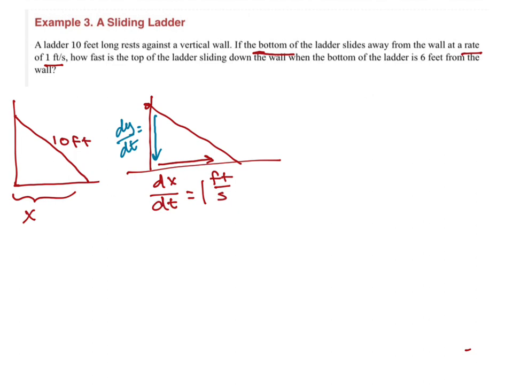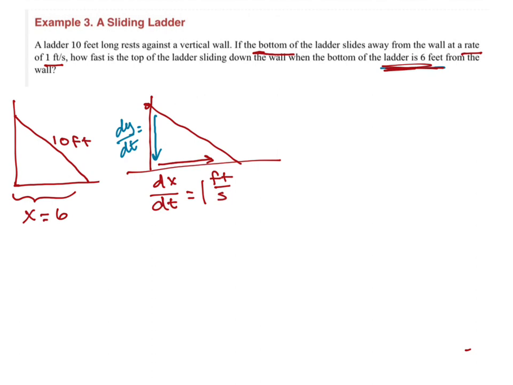Okay, so you can imagine it's going like this, right? How fast is the top of the ladder sliding down the wall when the bottom of the ladder is 6 feet from the wall? So now what have they given me? 6. They've given me x. They've told me x is 6 feet from the wall. So when x equals 6, that's what instant we want to know what's the rate of change in y.